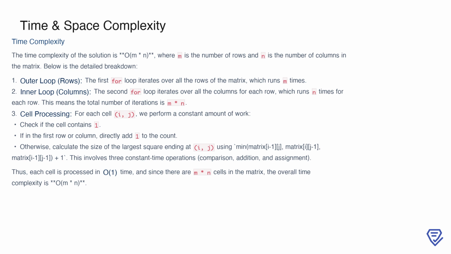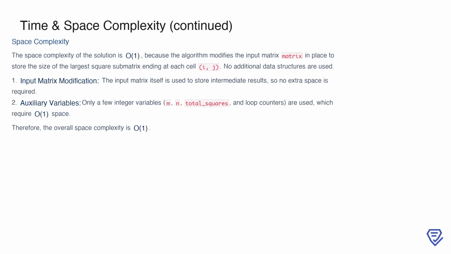For each cell in these iterations, the algorithm performs a constant amount of work. Specifically, it checks whether the value in the cell is 1, and then updates the cell value based on the size of the largest square submatrix ending at that cell. This involves at most 3 operations: comparing neighboring cells, performing an addition, and assigning the result back to the cell. Because each operation takes constant time and every cell is processed once, the overall time complexity of this solution is O(m*n). Now, considering the space complexity of the solution, the algorithm uses the input matrix itself to store intermediate results.